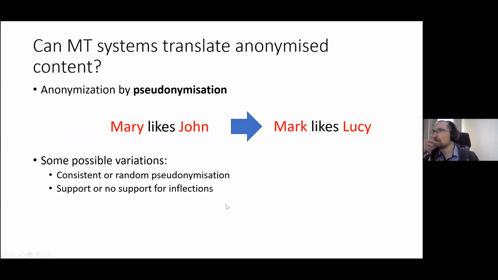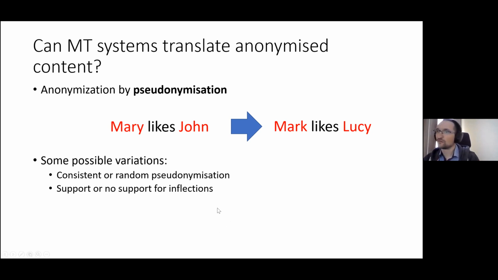So another strategy of anonymization is pseudonymization, which then, as I explained, replaces entities with replacement entities, which are randomly selected. And we could have consistent or random pseudonymization. Consistent pseudonymization may be better for translation if the MT system supports document level translation, because then you know which entity mentioned corresponds to which other entity mentioned, and that may allow the MT system to disambiguate lexical choices in the translation better.